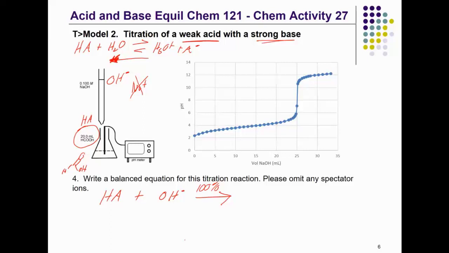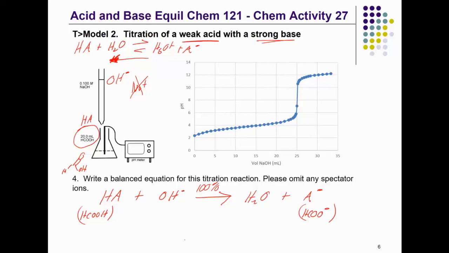The products, different products. What are the products this time? Yes, definitely water and A minus. Of course, just for clarity, I like to keep things as simple as possible, but just to remember that the HA is representing the formic acid and the A minus is representing the formate, the conjugate base. So those represent real things. I'm just trying to focus on what's really changing.